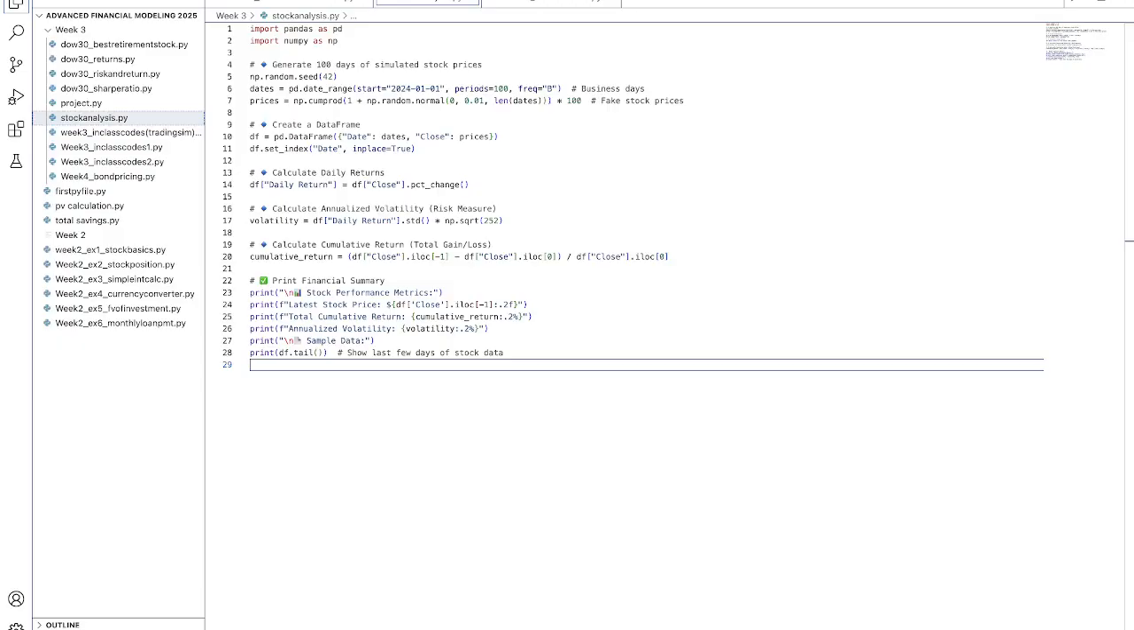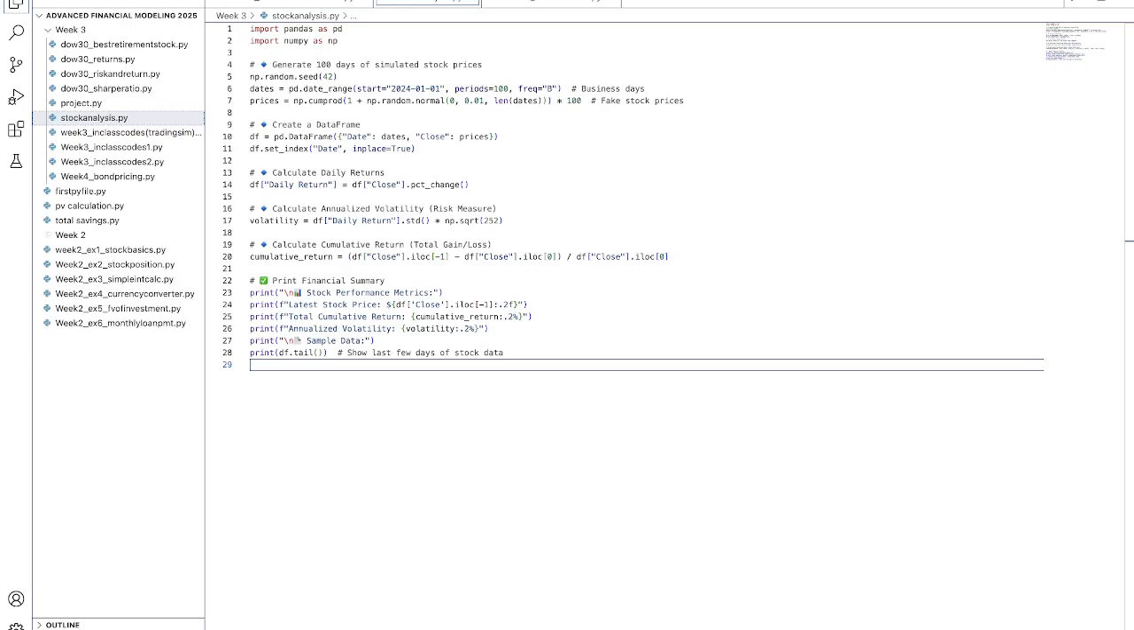Next is the annualized volatility, which is a measurement of risk for investors. So this is just measuring how much a stock's price is going to fluctuate. And we have the formula here, and this matters because higher volatility means higher risk, and risk-averse investors are going to stray away from a higher volatility stock.